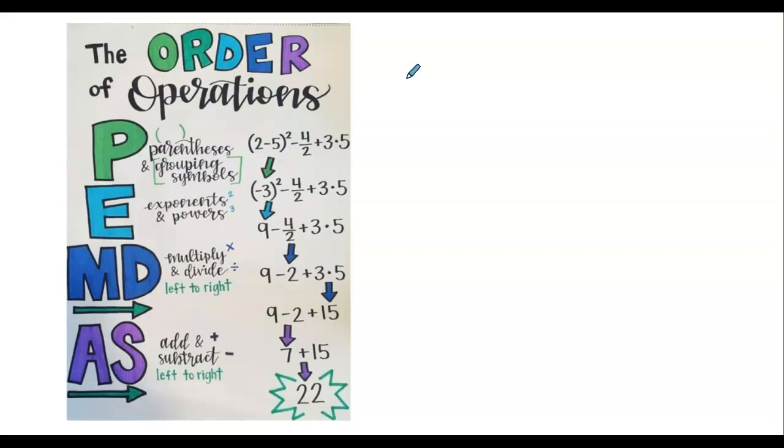All right, so you've seen me write it as P E M D left to right and A S left to right. You've seen me write this many, many times. You must follow it in this order. Every time you need to start back at the beginning and go over.